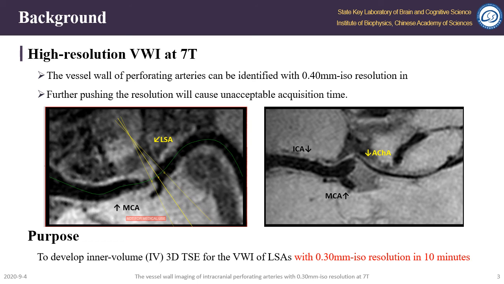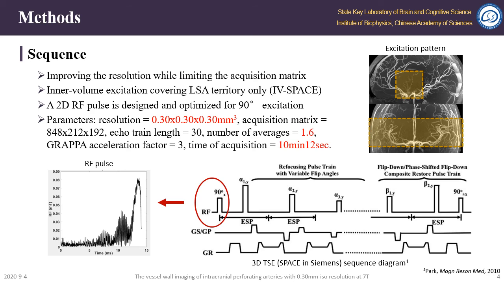acquisition time on patients. So, in this study, our purpose is to develop the in-volume 3D TSE sequence for the vessel wall imaging of lenticulostriate arteries. We hope to achieve isotropic 0.3 mm resolution in 10 minutes. For this purpose, we need to improve the resolution while limiting the acquisition matrix.